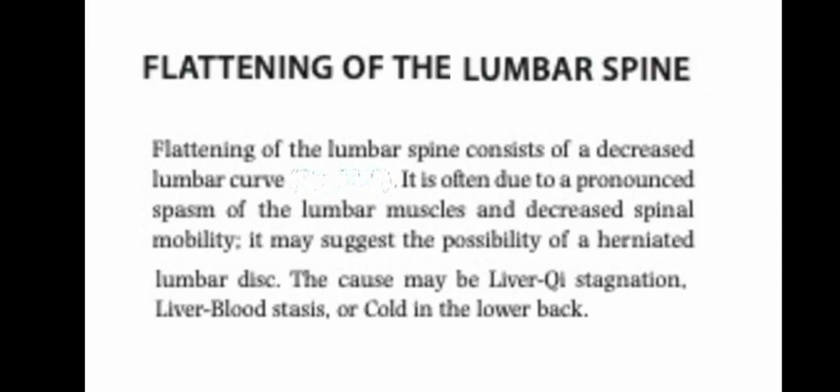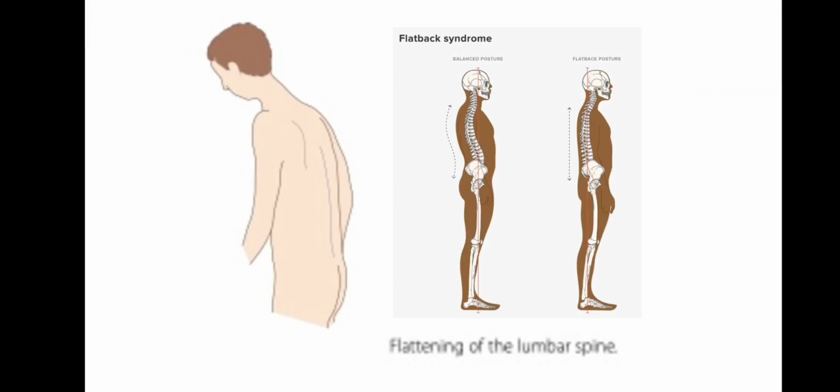Flattening of the lumbar spine. The flattening of the lumbar spine consists of a decreased lumbar curve. It is often due to a pronounced spasm of the lumbar muscles and decreased spinal mobility. It may suggest the possibility of a herniated lumbar disc. The cause may be liver qi stagnation, liver blood stasis, or cold in the lower back. Here we can see a picture of a person with a flattening of the lumbar spine.